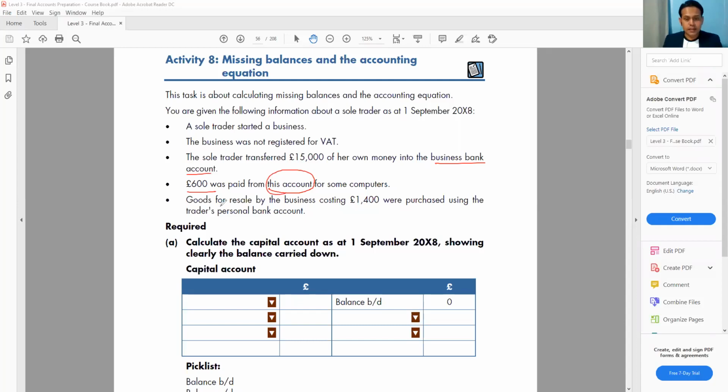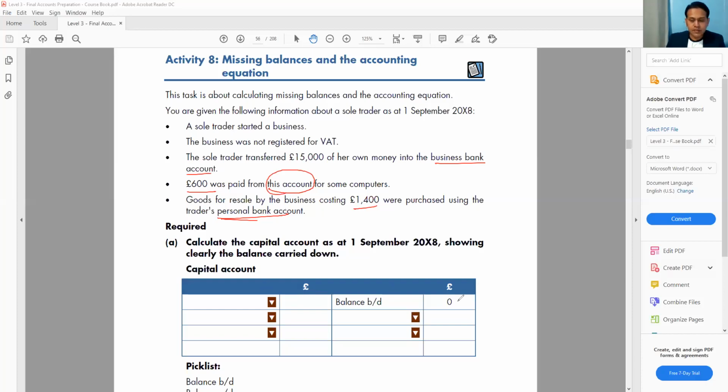Goods for resale by the business costing 1,400 were purchased using the trader's personal bank account. That means the 1,400 is again a part of the capital, because the person used his personal bank account. When the owner buys something for the business using his personal bank card, this will be added to the capital, because it is not for his personal use. It is for the business, so that will be the contribution towards the business. So that will be part of the capital. So let's complete this question.